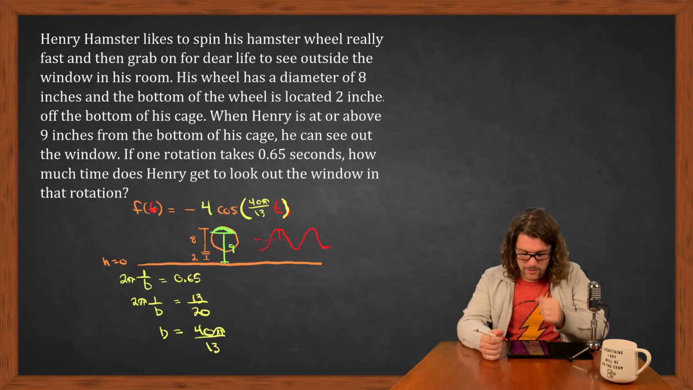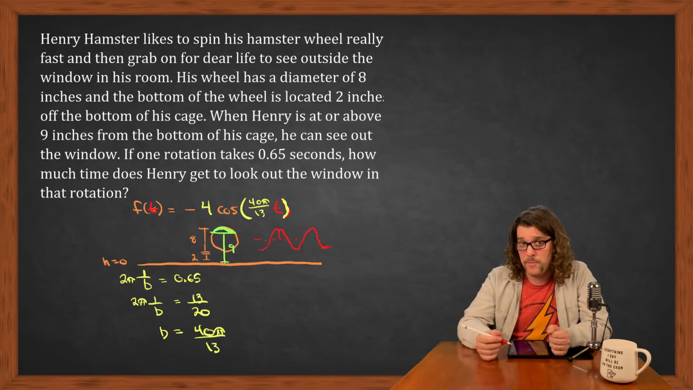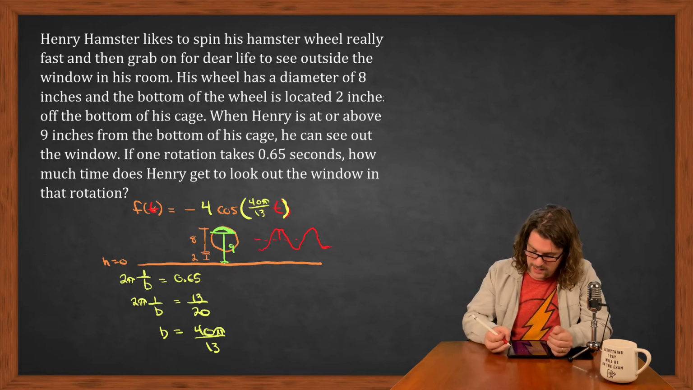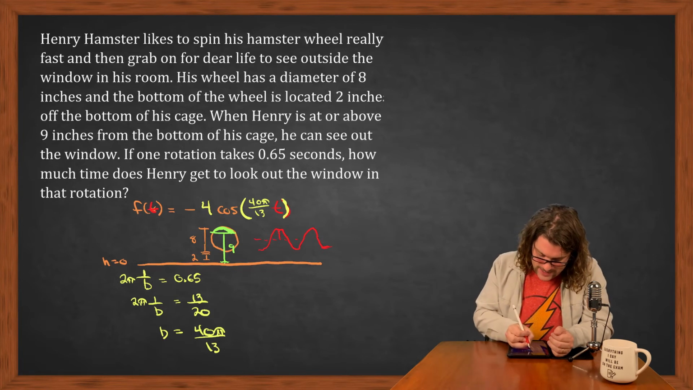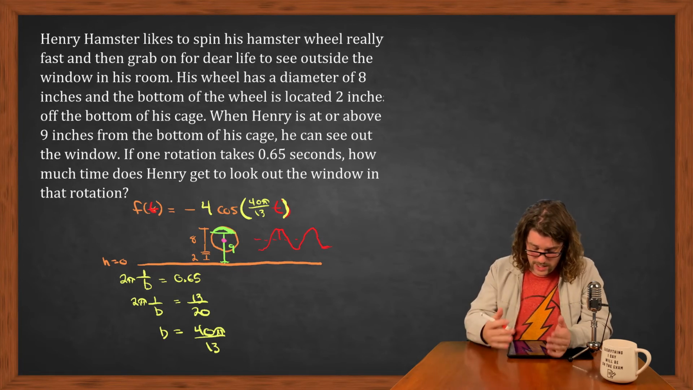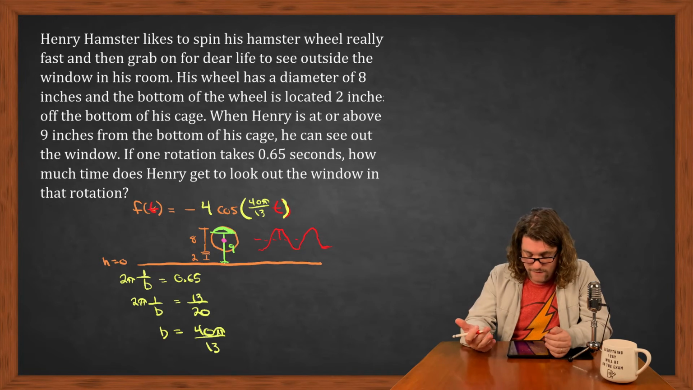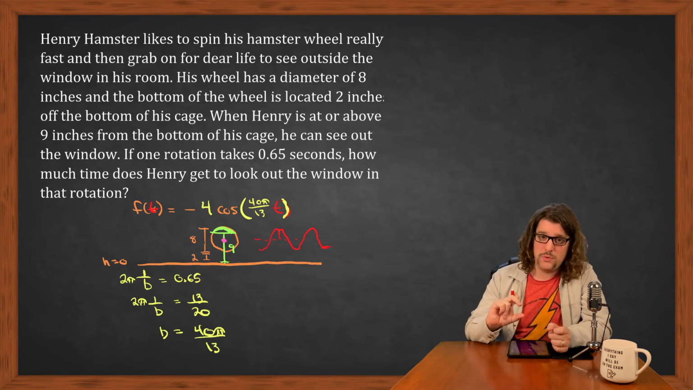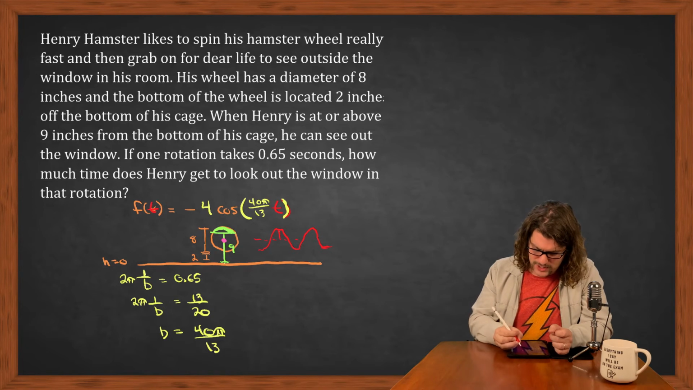Now, I am going to say that the table is my h equal to 0. I've already labeled that in my picture. So what that ends up meaning is that the center of my wheel, or the center of my function, has to be at the correct position above the table, which is 2 inches to the bottom of the wheel, and then another radius, or 4 inches, to the center, which would put me at +6.